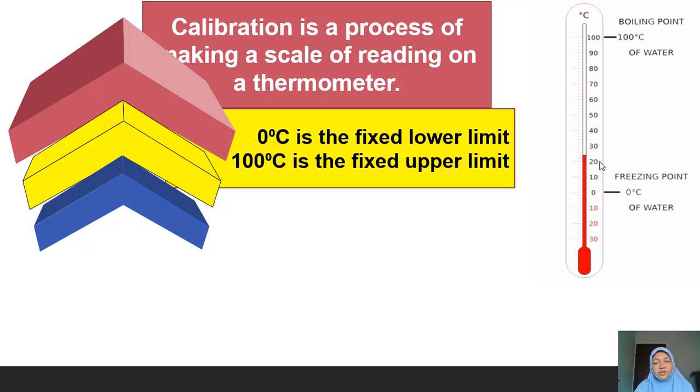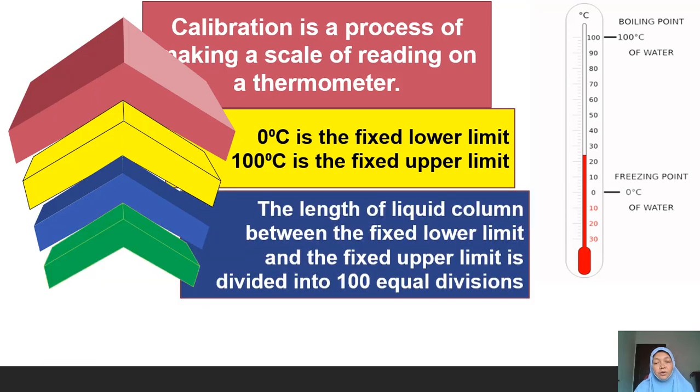The first one is 0 degrees Celsius, the fixed lower limit, that is the melting point of ice. Another one is 100 degrees Celsius, the fixed upper limit, that is the boiling point of water. Now, the length of the liquid column between the fixed lower limit and the fixed upper limit is divided into 100 equal divisions, because from 0 degrees Celsius to 100 degrees Celsius.